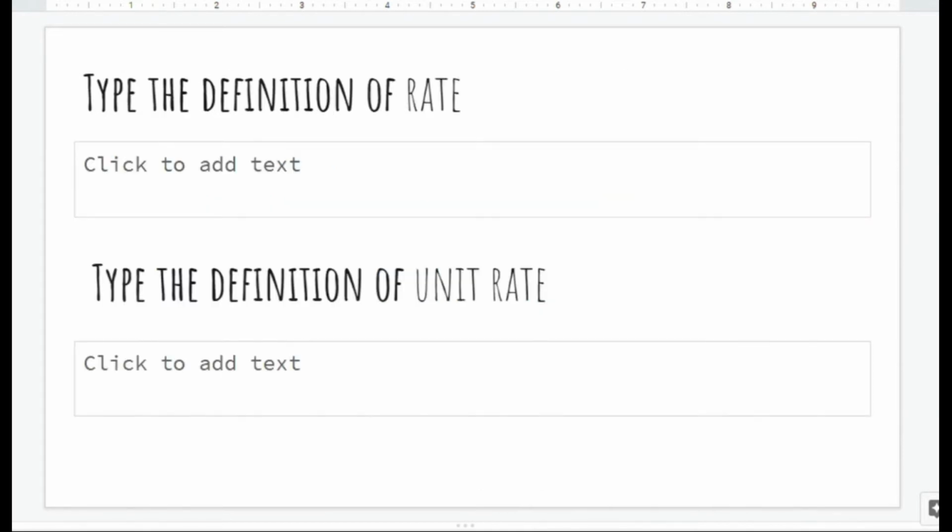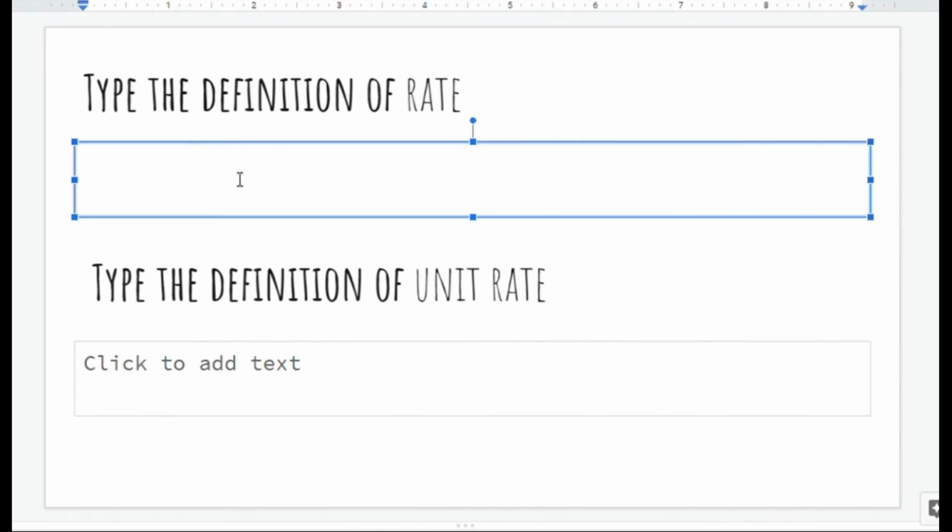Going on to slide number 12. We're going to move into rates and unit rates. So by defining the word rate, clicking on that click to add text, a rate is a comparison of two related quantities. Now I know that sounds very similar to what a ratio is, but a rate is something where we're thinking about miles per hour. Very often the second number is time, but these are going to be related quantities.